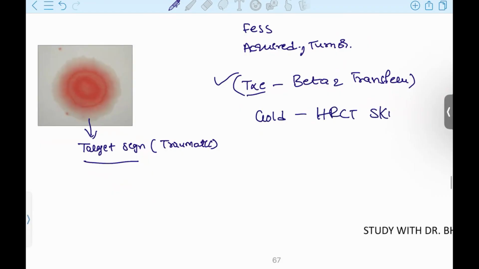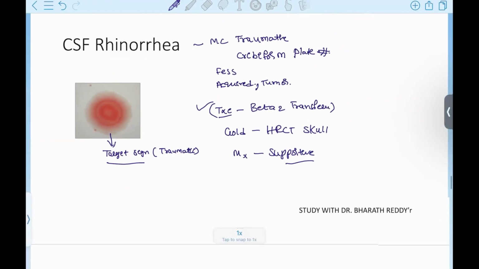Okay, how about the management? So the management for this patient is just supportive treatment only. We don't have to do any surgery, it will close on its own. So supportive treatment only is done for this patient.